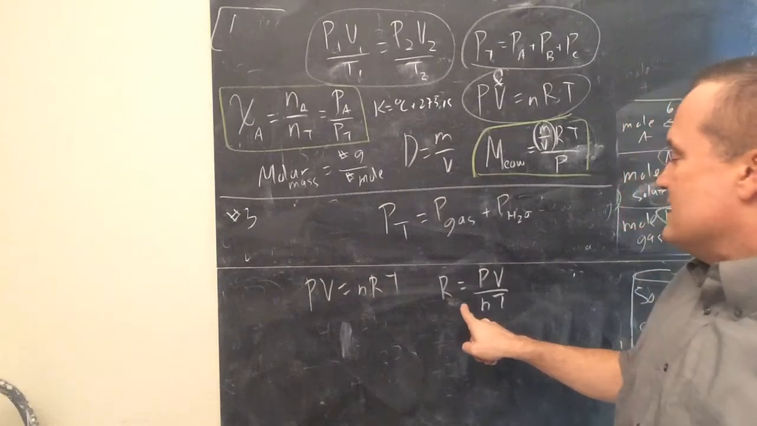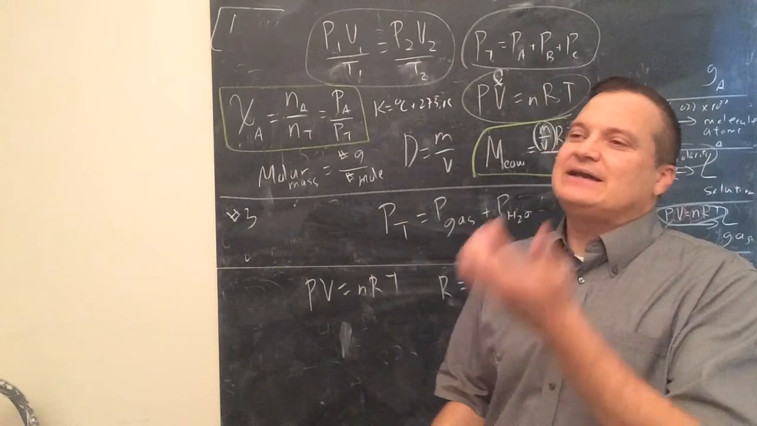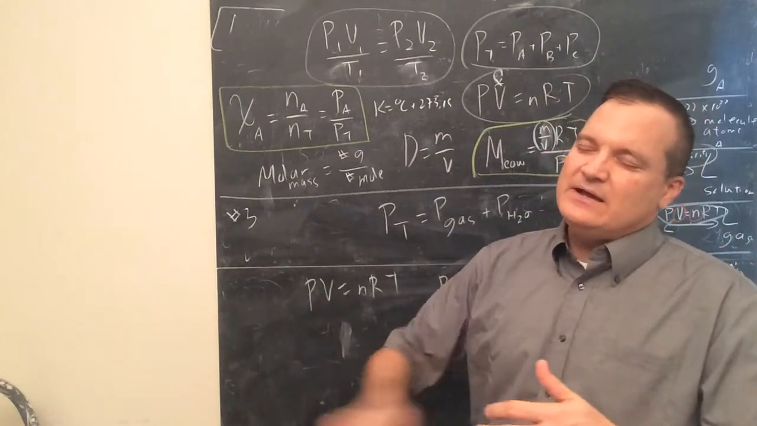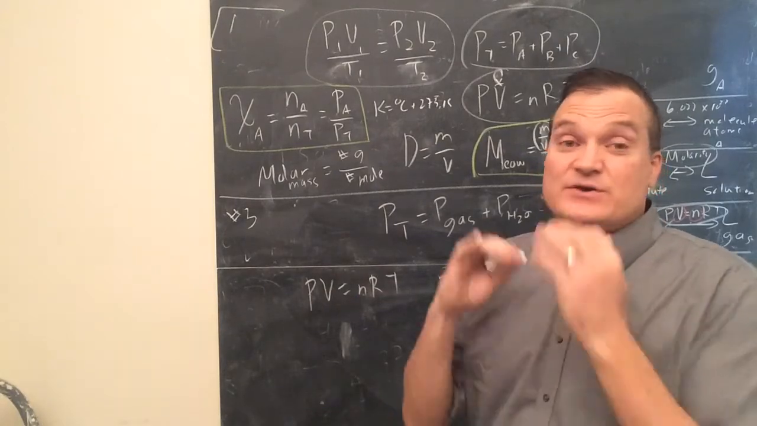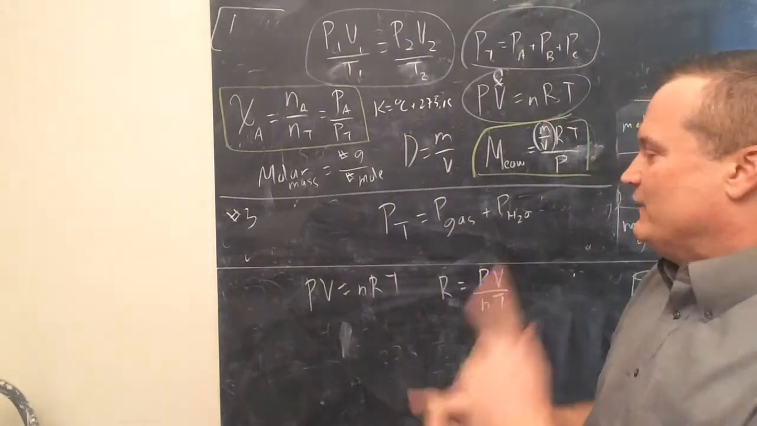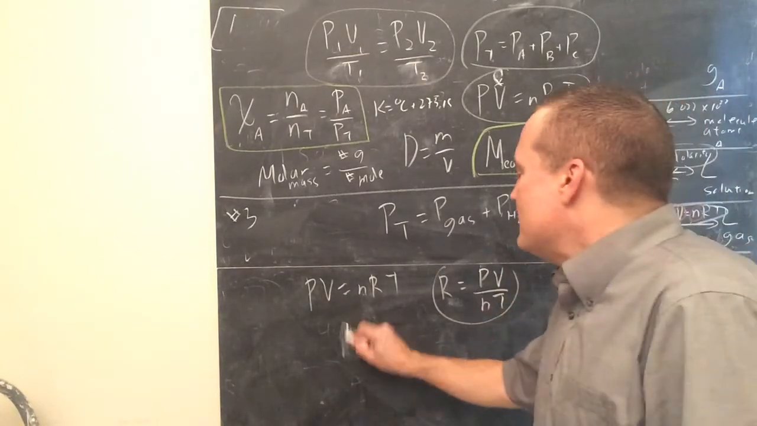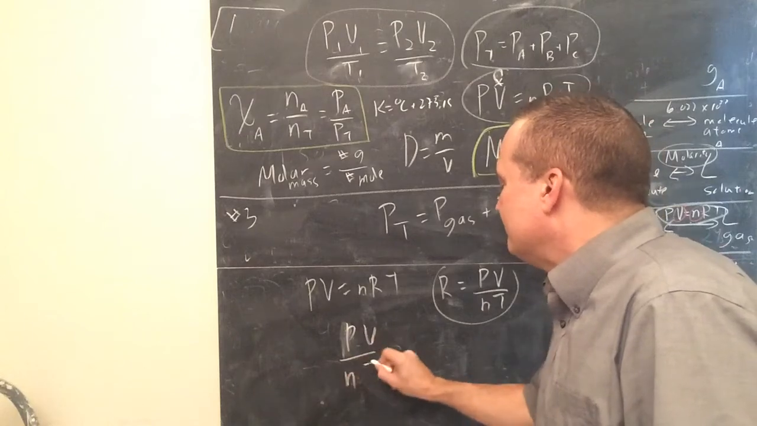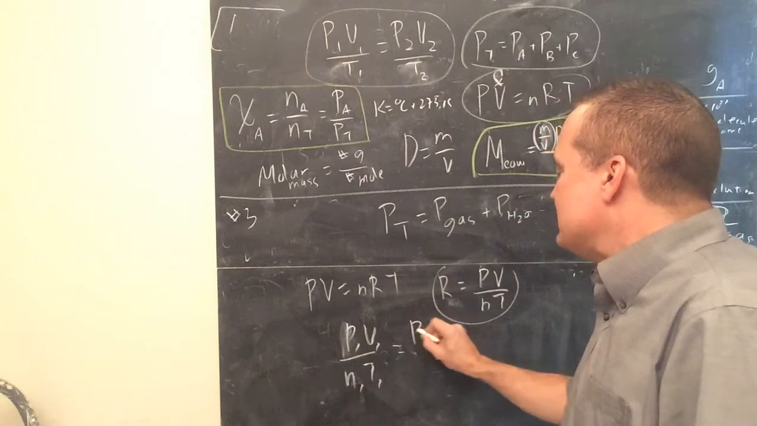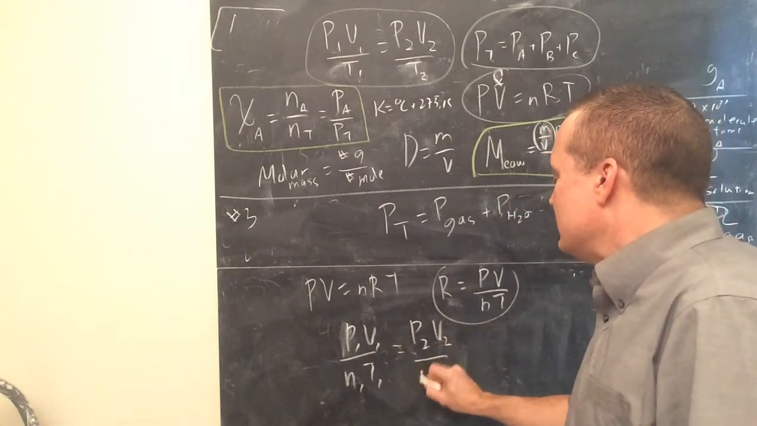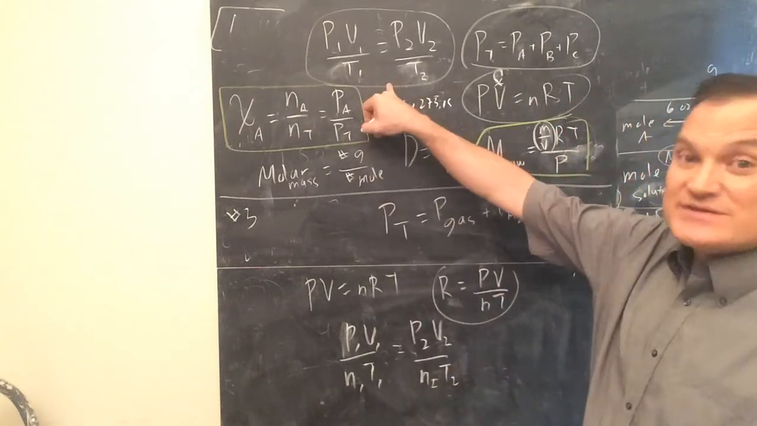But on this problem, there is more gas added. So if you see something about gas being added or gas being released or taken out, or if it's a before and after problem, but you see gram and mole in it, then do this. R is PV over nT. So PV over nT, P1V1 over n1T1, is constant. That means it's equal to P2V2 over n2T2. So this is really the same law as that.